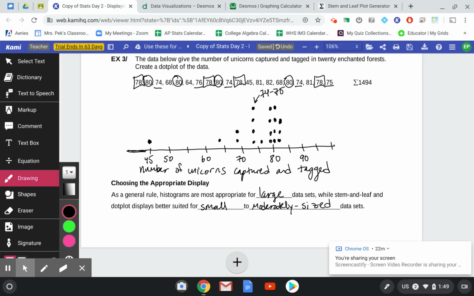Okay, choosing an appropriate display. As a general rule, histograms are the most appropriate for large data sets. Definitely easier to draw a nice bar for every interval than to try to put little dots or every single digit on a paper. While stem and leaf graphs and dot plots are better suited for small or moderately sized data sets.